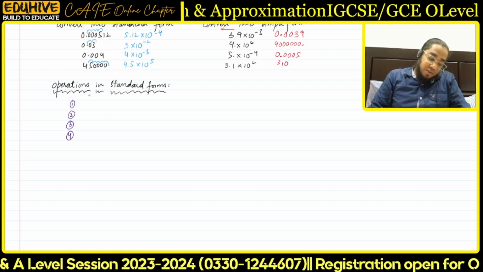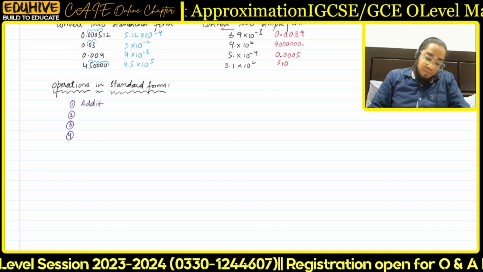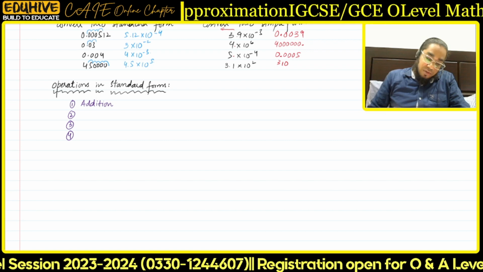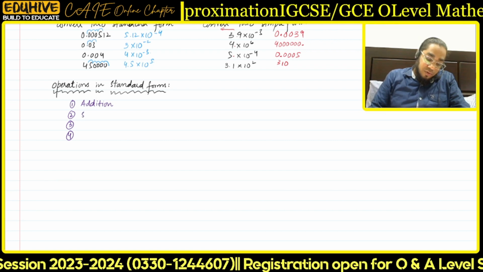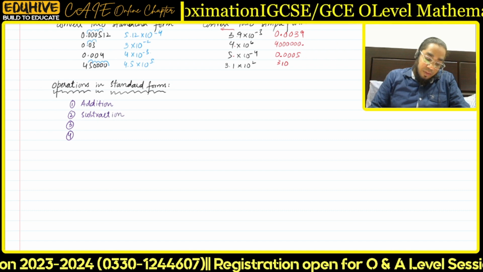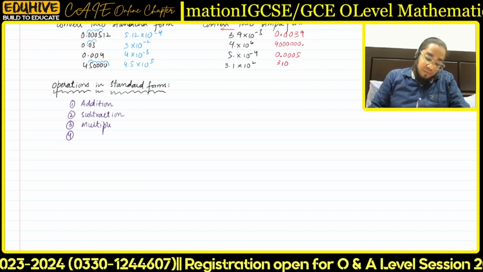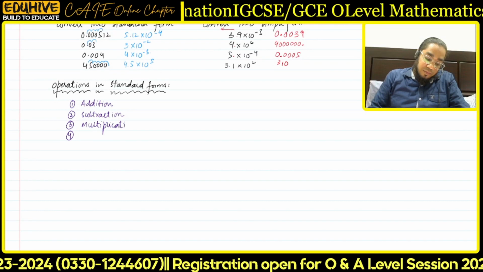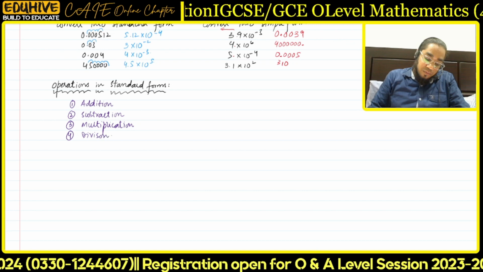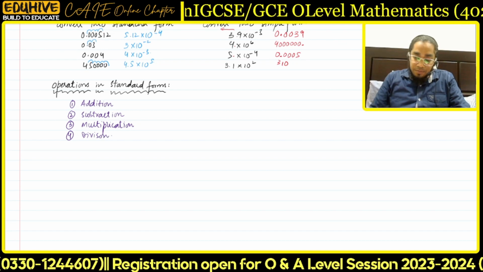Yes. Why 2? Maham? Beta, I don't think so. There must be 4 operations. That is addition, subtraction, multiplication, and division. So you got it or not?